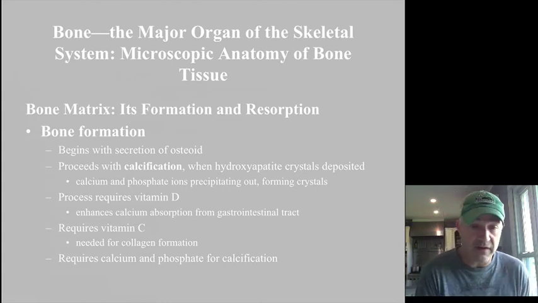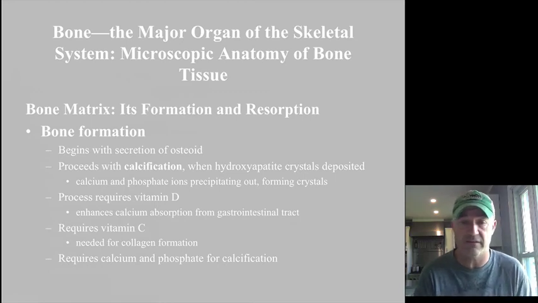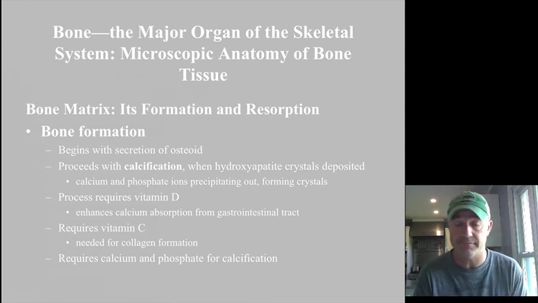Vitamin C is really important in collagen formation. If you don't have enough vitamin C, you don't make correct collagen. So if you're vitamin D deficient or vitamin C deficient, both of these are going to cause issues with being able to form bone correctly. And again, you definitely need enough calcium and phosphates for those salts to form.